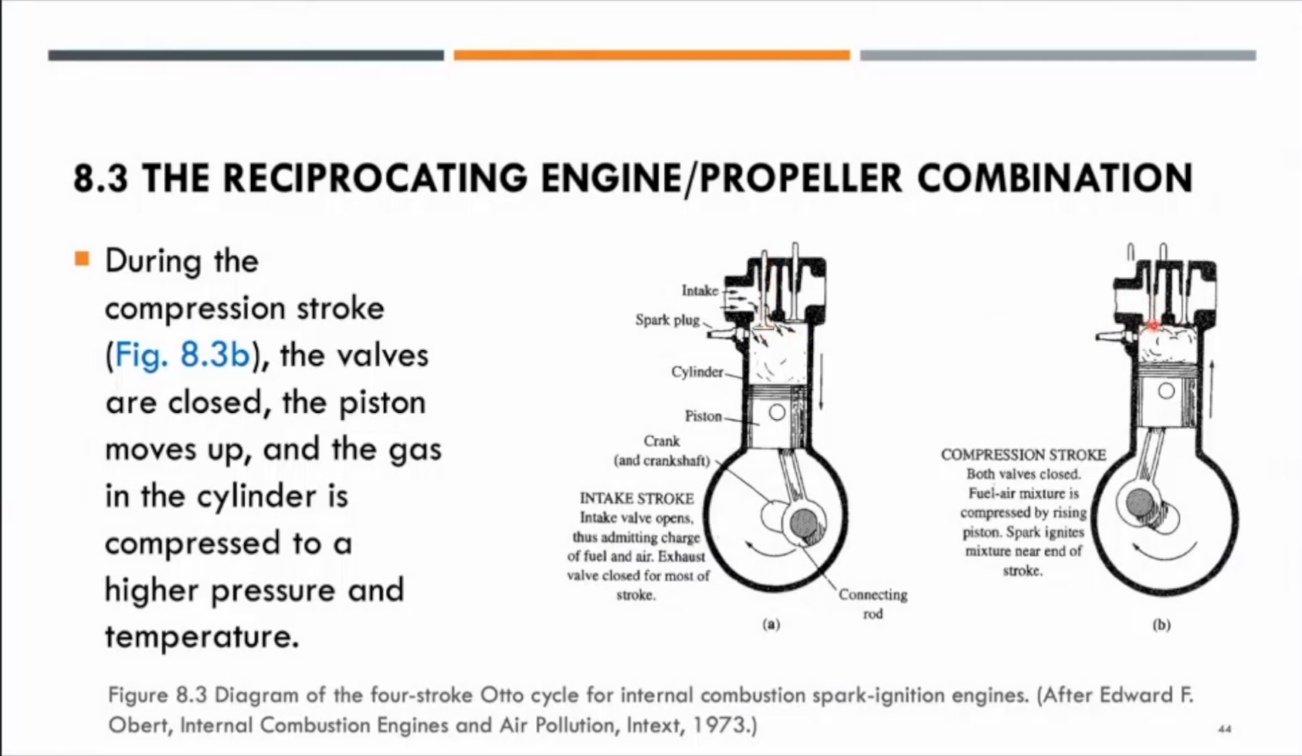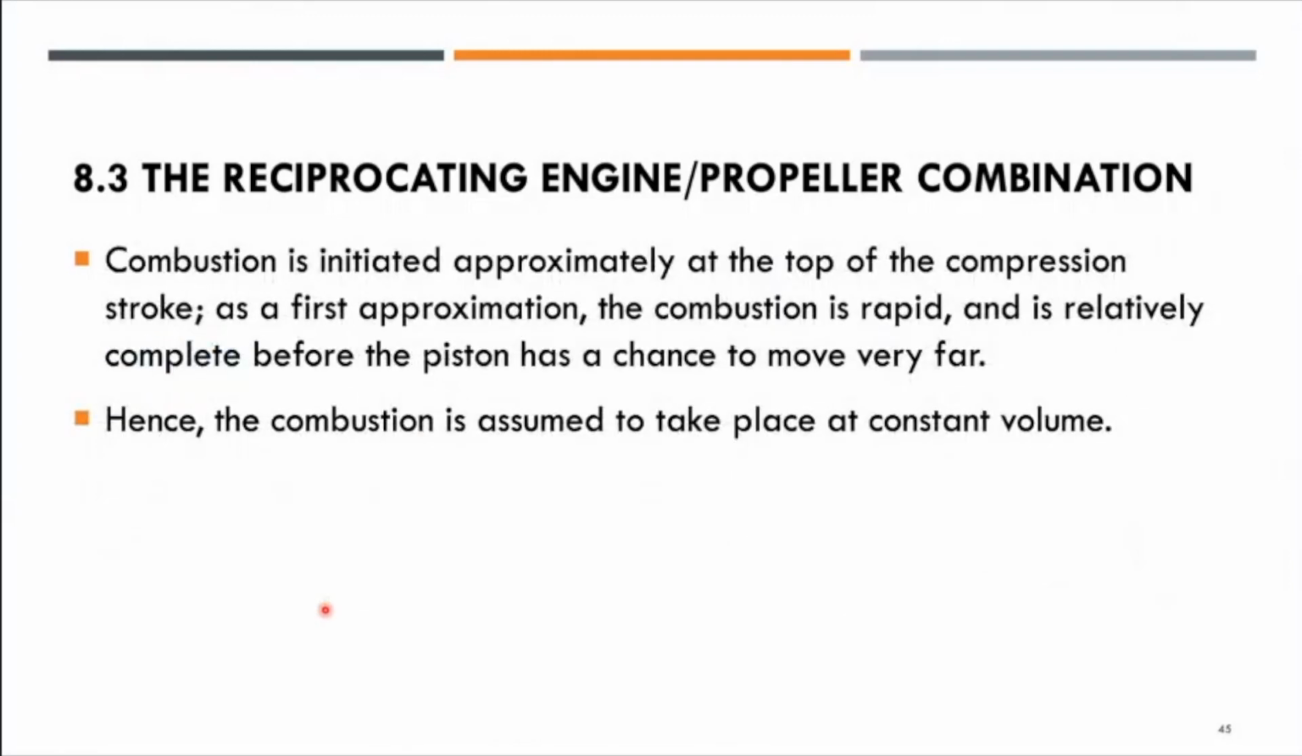Now the valve over there is already closed, and the gas in the cylinder is compressed to a higher pressure and temperature. So combustion is initiated approximately at the top of the compression stroke, as a first approximation. The combustion is rapid and relatively complete before the piston has a chance to move very far. Hence, the combustion is assumed to take place at constant volume.